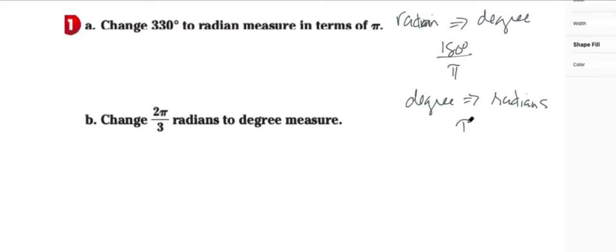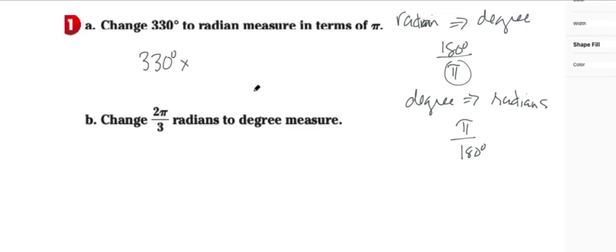So I'm going to multiply by pi over 180. A little helpful tip is if you want to change your radians to degrees, you want to put your radians on the bottom. You're going to cancel out your radians and you'll be left with degrees. If you want to change your degrees to radians, you'll put your degrees on the bottom. All right, so with that in mind, we're going to change 330 degrees into radians.